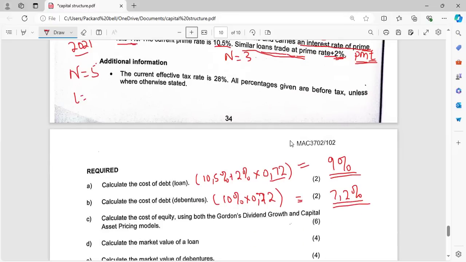I'll jump this one still. We can use the Gordon. Okay, let's calculate the cost of equity using the Gordon's dividend growth. I will not do this one. This one is for second year. For third year, not to use this Gordon's dividend. Right. So let's calculate the cost of equity using Gordon's dividend growth model.